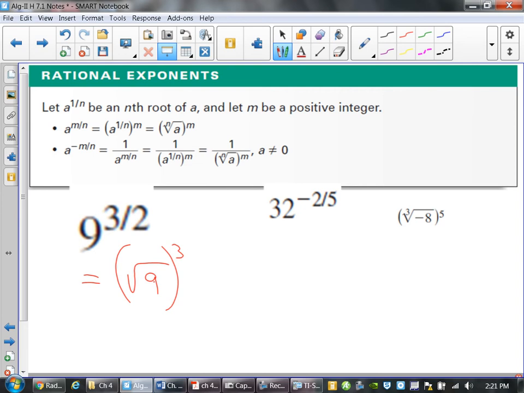Order of operations tells me to take care of the parentheses first. What's the square root of 9? 3. What's 3 cubed? 27. That was nice. Okay. Just using order of operations. First the outside, then the inside.